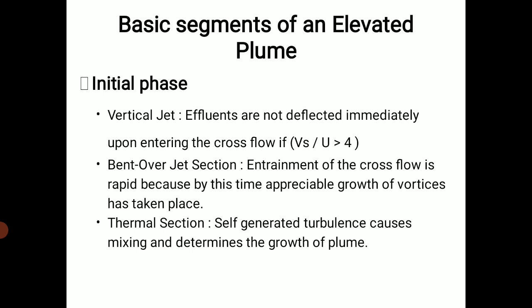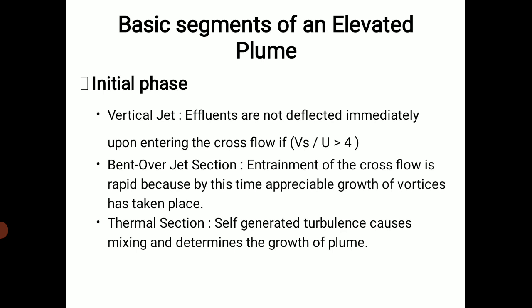So in the initial phase, there are three sections: vertical jet section, bent over jet section, and thermal section. The vertical jet section is the release point of effluent from the stack to the atmosphere, and the pollutants are not dispersed immediately in this vertical jet section. Why? Because the ratio of Vs to U, that is the stack gas velocity to the wind velocity, is greater than 4. And in the bent over jet section, the cross flow will be rapid, because of the internal eddies in the emitted effluent or the emitted parcel of smoke.